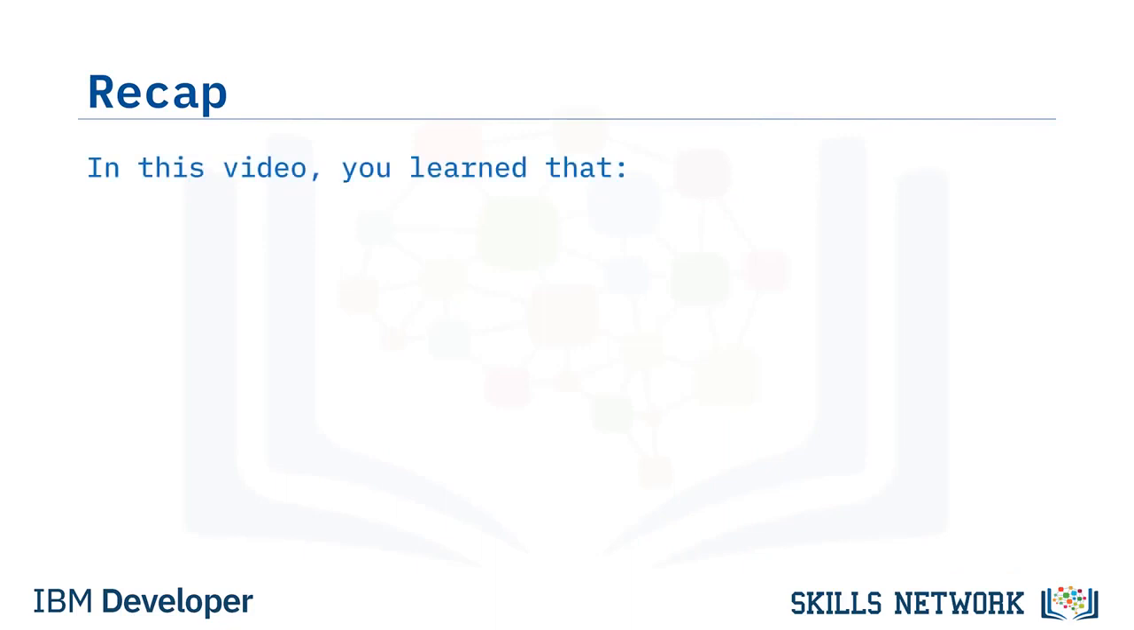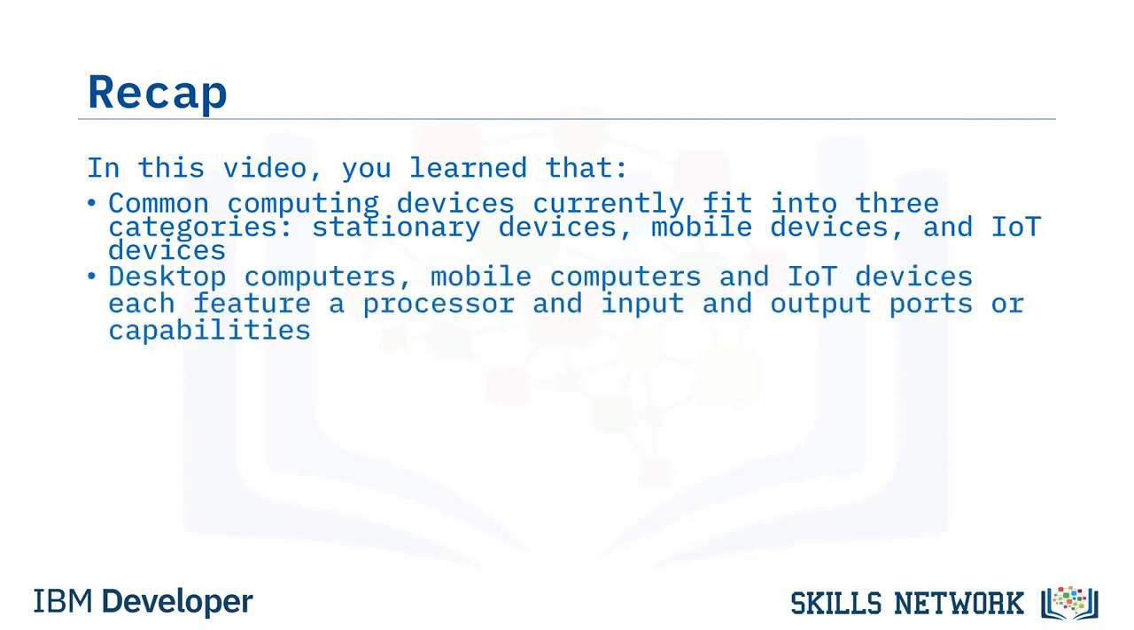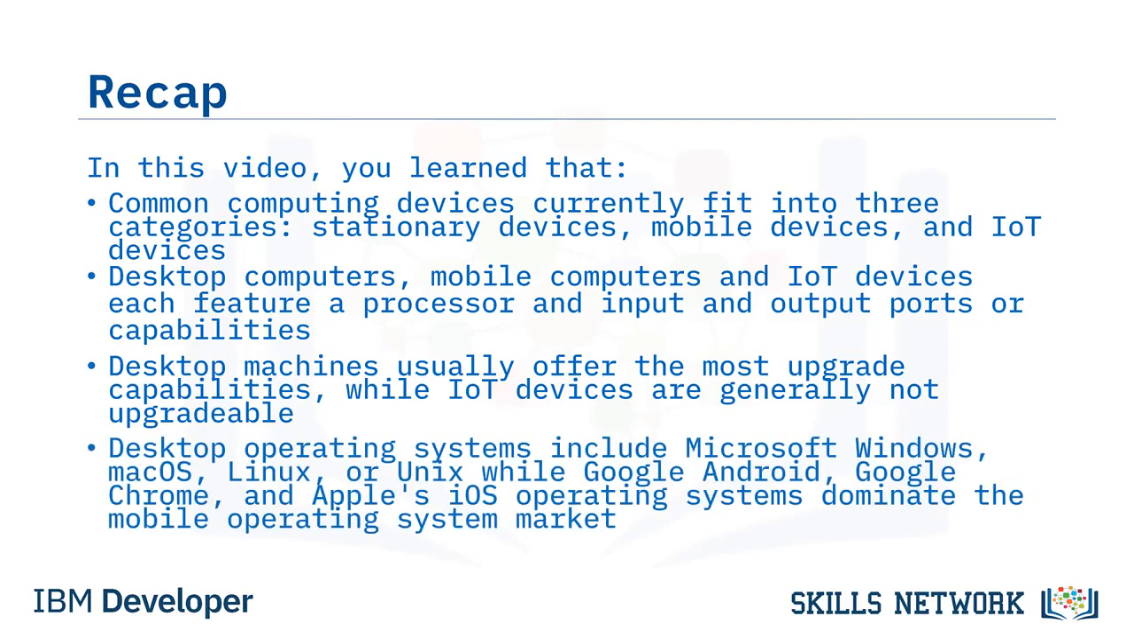In this video, you learned that common computing devices currently fit into three categories: stationary devices, mobile devices, and IoT devices. Desktop computers, mobile computers, and IoT devices feature a processor and input and output ports or capabilities. Desktop machines usually offer the most upgrade capabilities, while IoT devices are generally not upgradable. And desktop operating systems include Microsoft Windows, Mac OS, Linux, or Unix, while Google Android, Google Chrome, and Apple's iOS operating systems dominate the mobile operating system market.